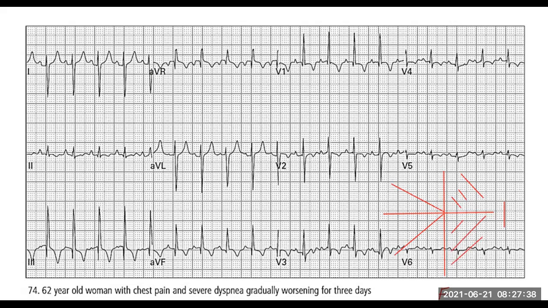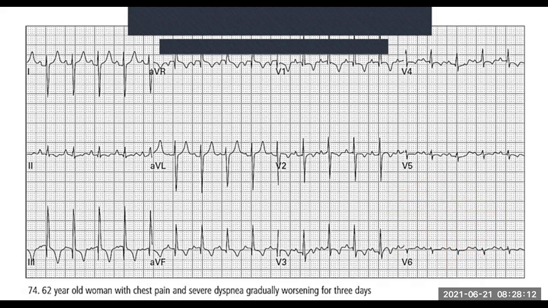All right. So let's look at lead AVF. Lead AVF is actually showing us a positive deflection. So we've got a right-sided axis. All right, so considering the history, we should already start thinking either of ischemia, left-sided ischemia, or possibly even a pulmonary embolus. All right, so let's just clear that out. So we've got a right-sided axis.